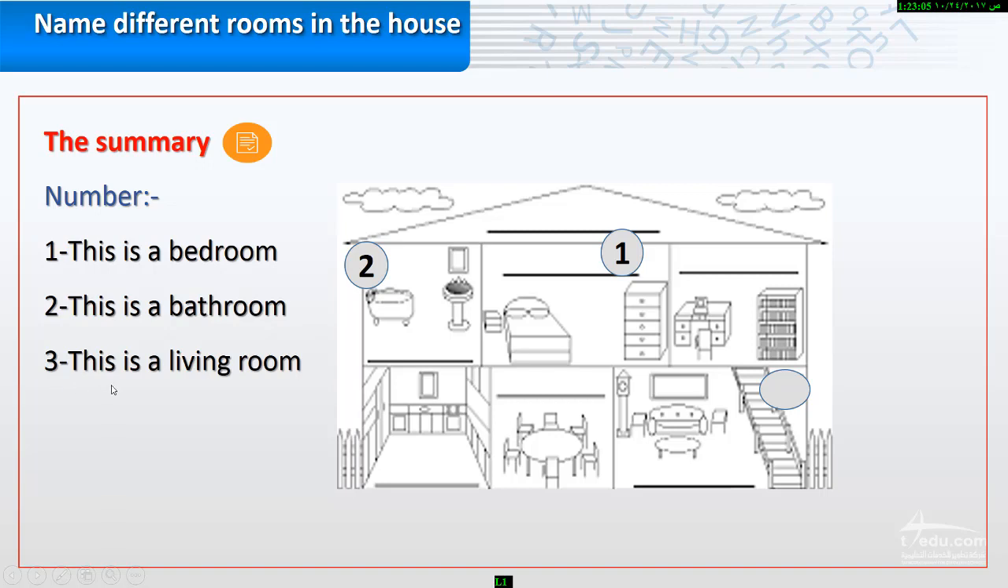Number three, this is a living room. Watching TV, talking with your family, sitting here. Excellent. This is a living room.